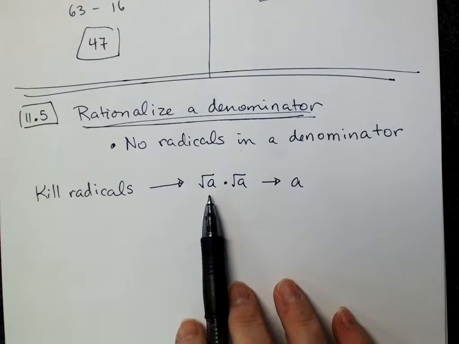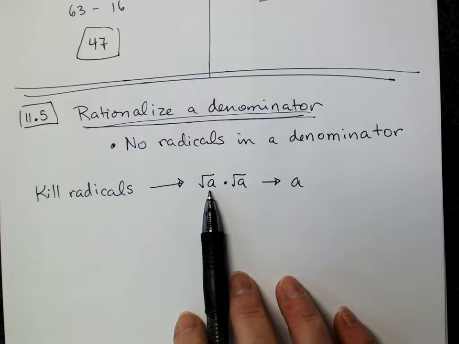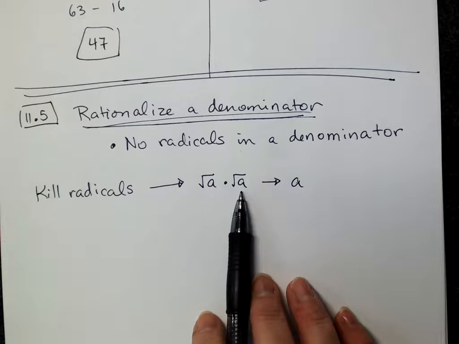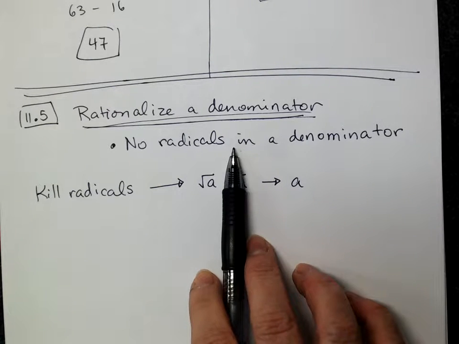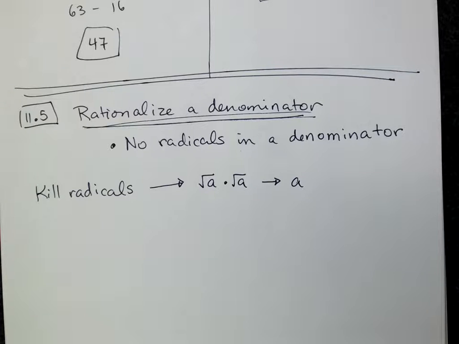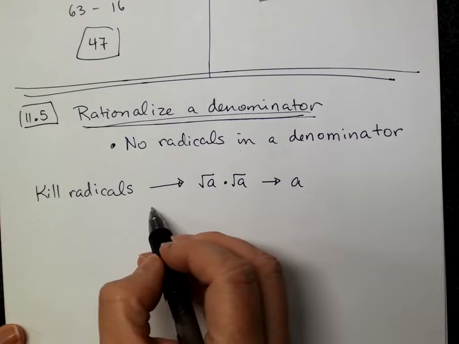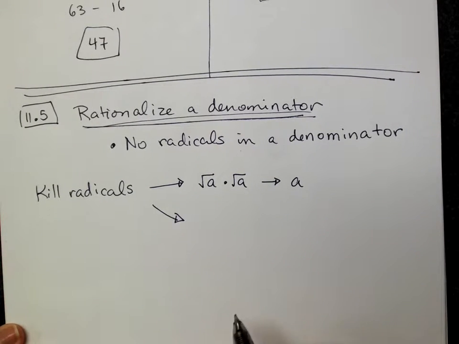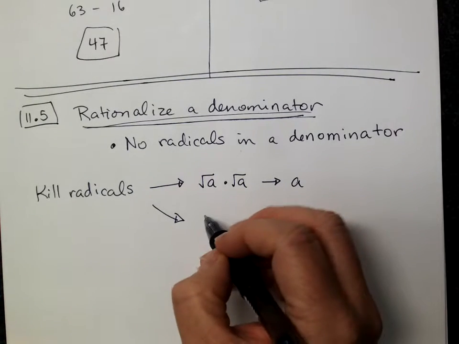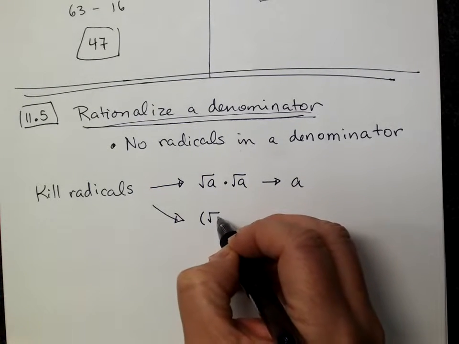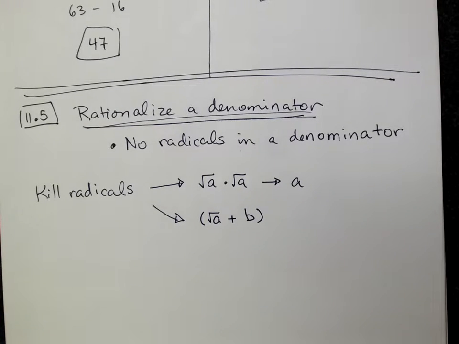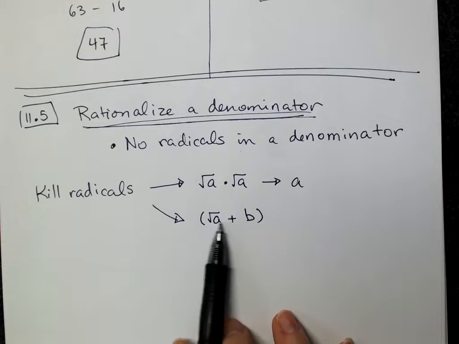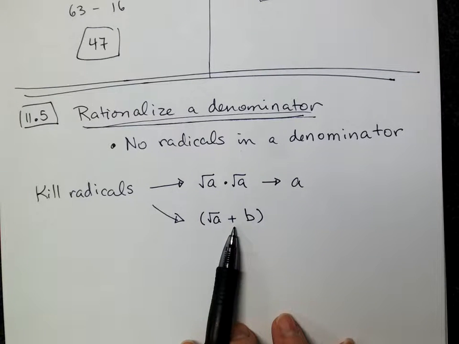So if you have a square root of A in a denominator, and you want to get rid of that radical, multiply it times itself, and it becomes A, no radical, and as long as you do the exact same thing to the numerator, then it's a fair and legal move. And if instead your denominator is actually a binomial, like square root of A, it could be plus another radical or maybe just a number. If your denominator has a plus or a minus, how can we get rid of radicals?